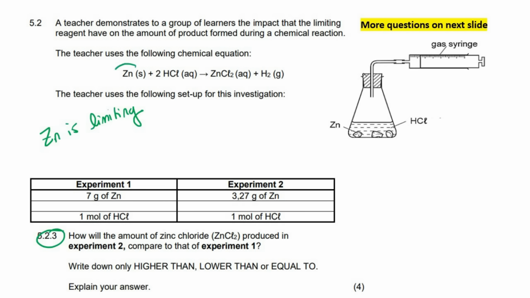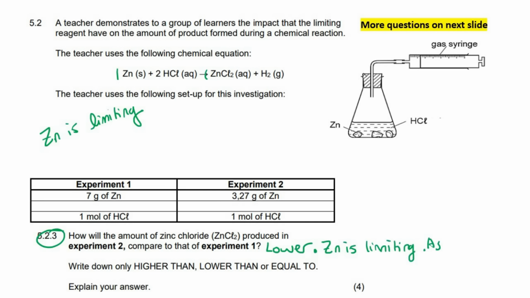So that means the moles of zinc over here is going to be less, and so the zinc chloride is also going to be less because they are in a 1-to-1 ratio. So the amount of zinc chloride is definitely going to be lower. Okay, and then our reasoning, because it's for 4 marks, we can just say zinc is limiting.